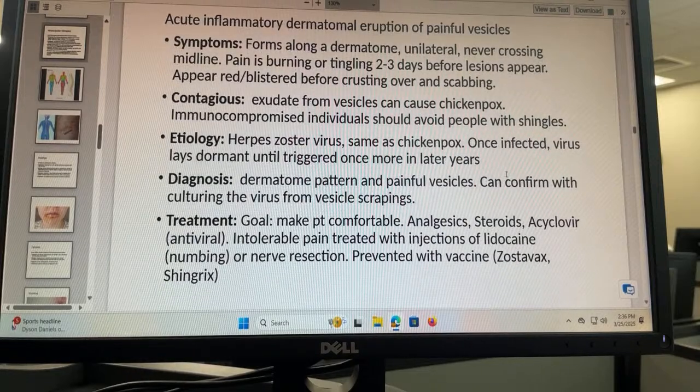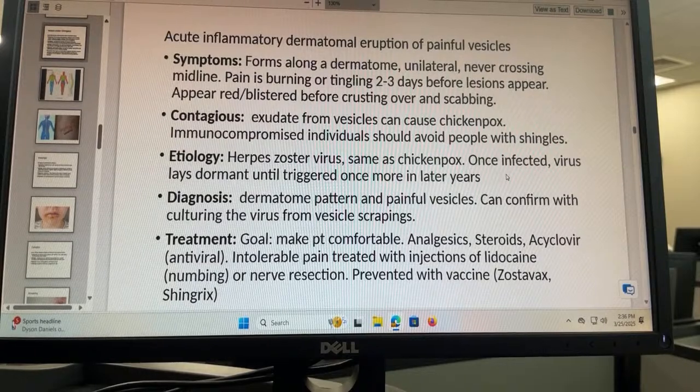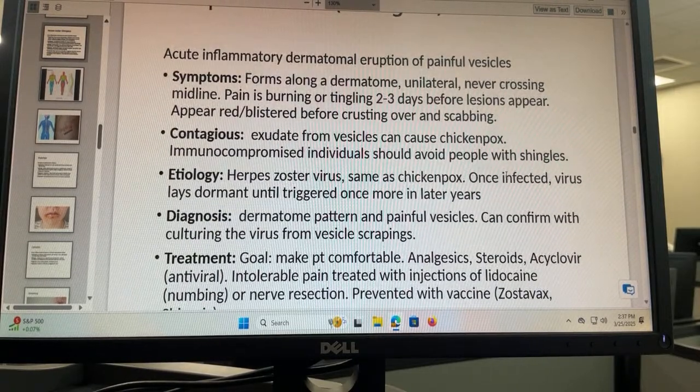And then the treatment goal here is to make the patient comfortable, again, because it's extremely painful. So analgesics, those are painkillers. Steroids are going to help with the inflammation because it is an inflammatory disorder. Acyclovir is the main drug used to treat herpes zoster. We talked about acyclovir when we talked about antivirals back in chapter 3. Acyclovir will help prevent the replication of the virus, so it basically makes the progression of the disease shorter.